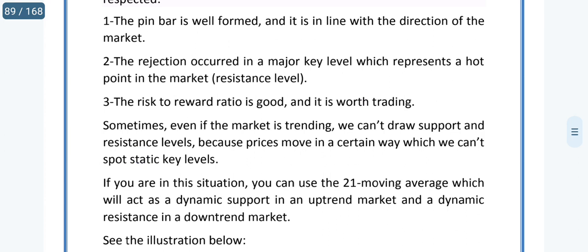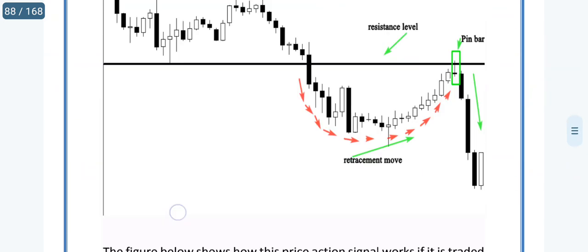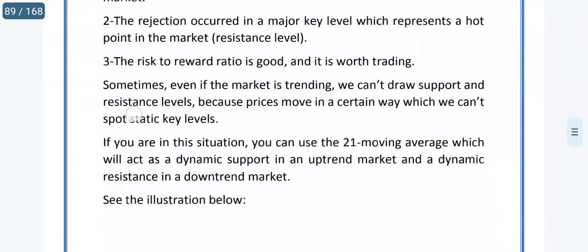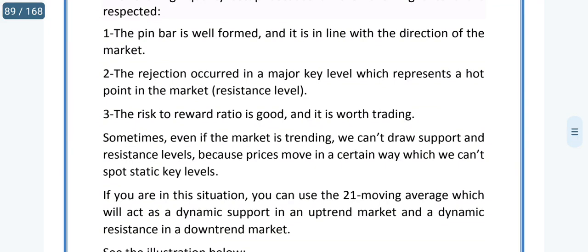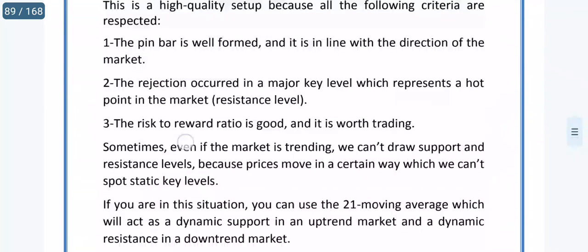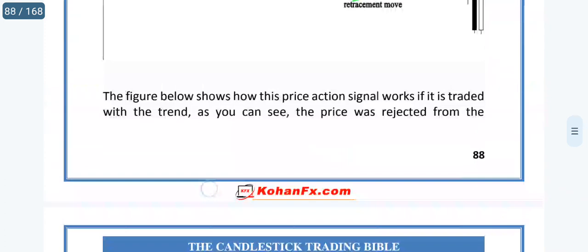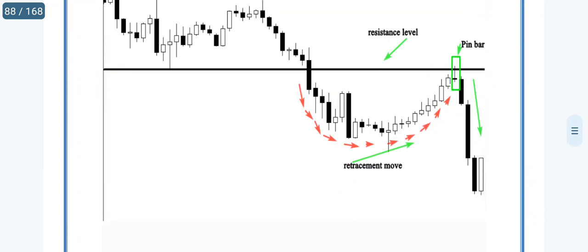The first is that the penny bar is well formed. As you are seeing, our penny bar is well formed and it is in line with the direction of the market. The rejection occurred at a major key level, which represents a hot point in the market, or the resistance level. So we are saying that from the illustration, the following is observed.